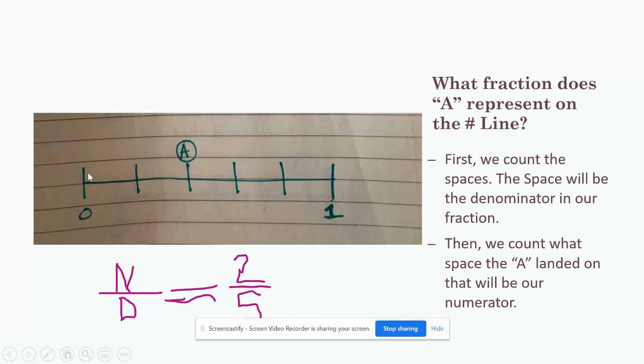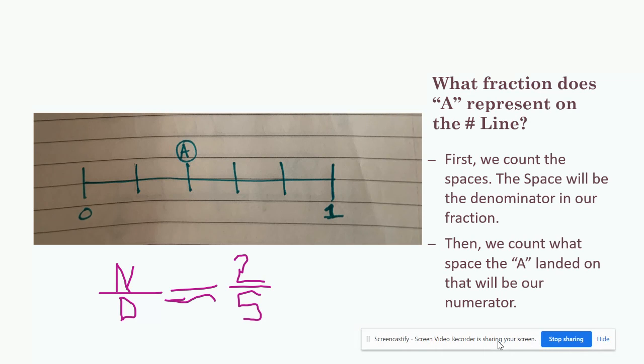Okay, so here we have 1 piece, 2 pieces. So our A landed on 2 pieces. That means the A represents 2/5 of our number line. Okay, 2/5, because it's taking 1 piece, 2 pieces out of 5 pieces total.